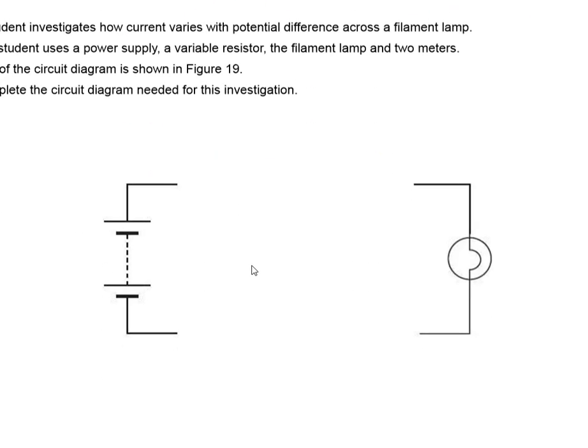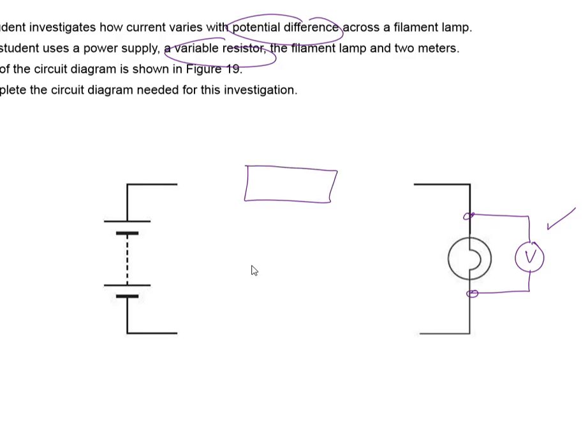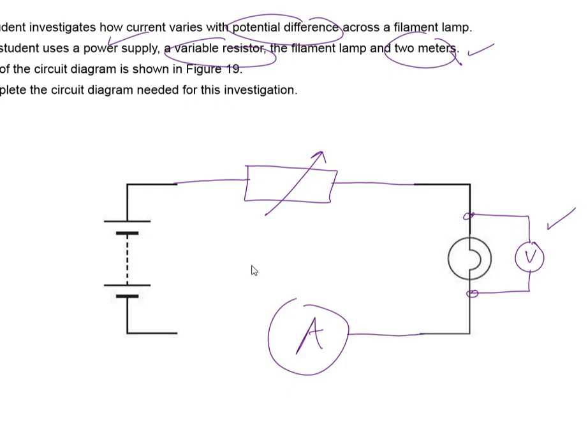So we're looking for potential difference. So we need a voltmeter connected across. Oh, 1 mark. Now we need a variable resistor connected with wires. Done. We need a power supply, that is done. So we need 2 meters. So 1 meter is done. So the other meter is an ammeter. There we go. Done.